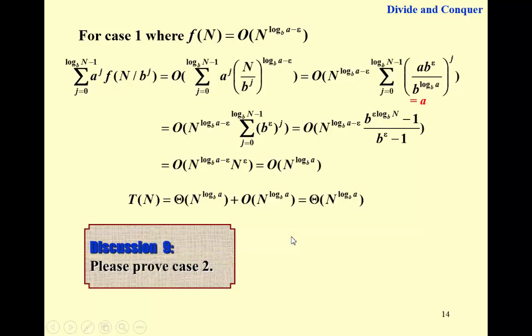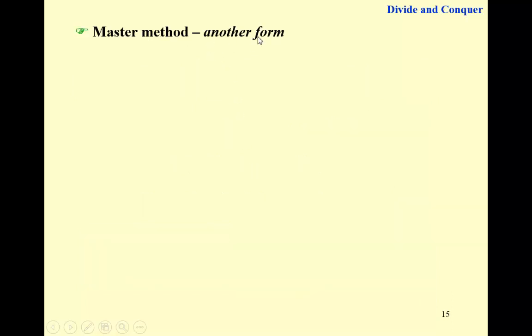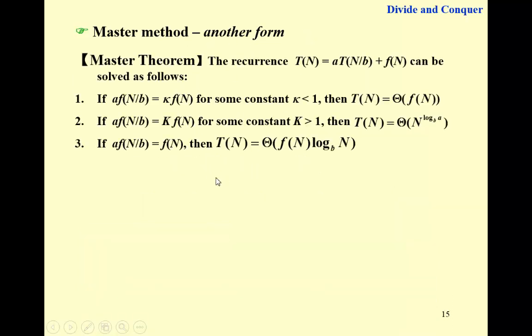As an exercise, I would suggest you try to prove case 2 by yourselves. It's not very complicated. It's actually quite similar. It will be interesting to see where we can obtain that extra log n from. The complete proof can be found in the book Introduction to Algorithms, chapter 4. This is the well-known master theorem, but it's in a quite complicated form. We have another simplified form for the master theorem.